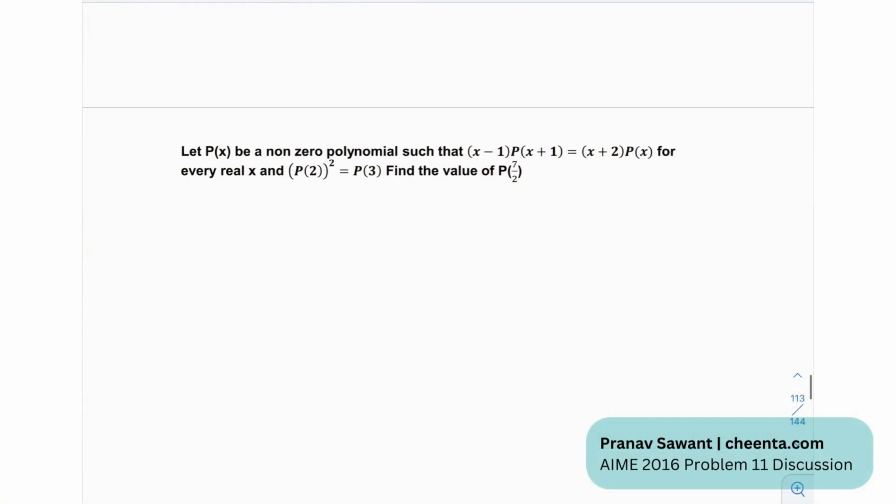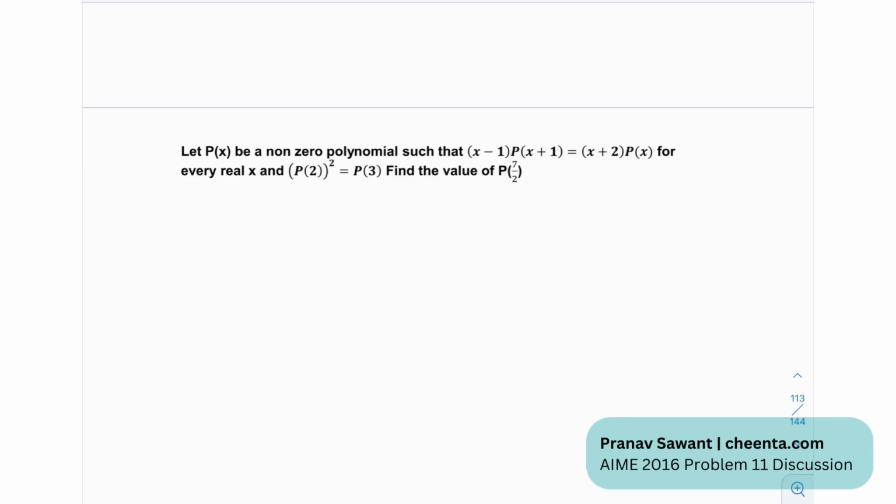Okay, so what have they given us? Let p(x) be a non-zero polynomial such that (x minus 1) times p(x plus 1) is equal to (x plus 2) times p(x) for every real x, and p(2) whole squared is p(3). So find the value of p(7/2).